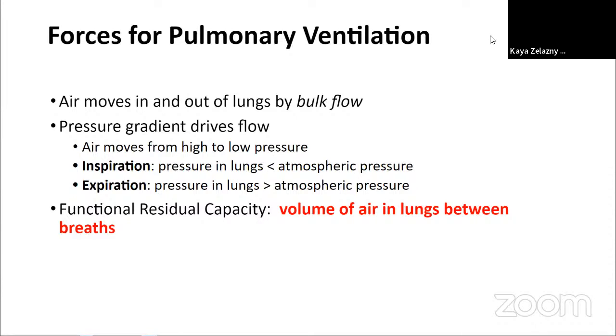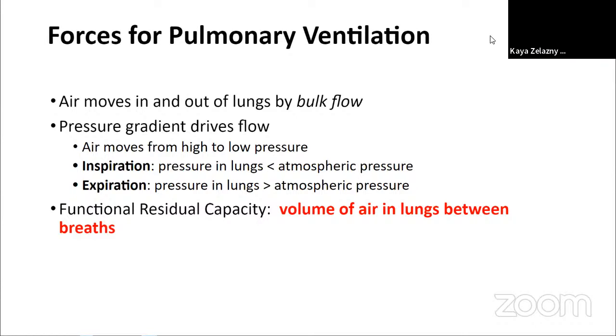This means that when we're thinking about our pressure gradient, we need to know which two parts of the system we're comparing. To figure out whether air is going to go in versus out, what you're going to be comparing is the pressure inside the lungs versus the pressure in the environment around you. Those are the only two pressures that matter for this basic question of, are you inspiring, inhaling, breathing in, or are you expiring, exhaling, breathing out?